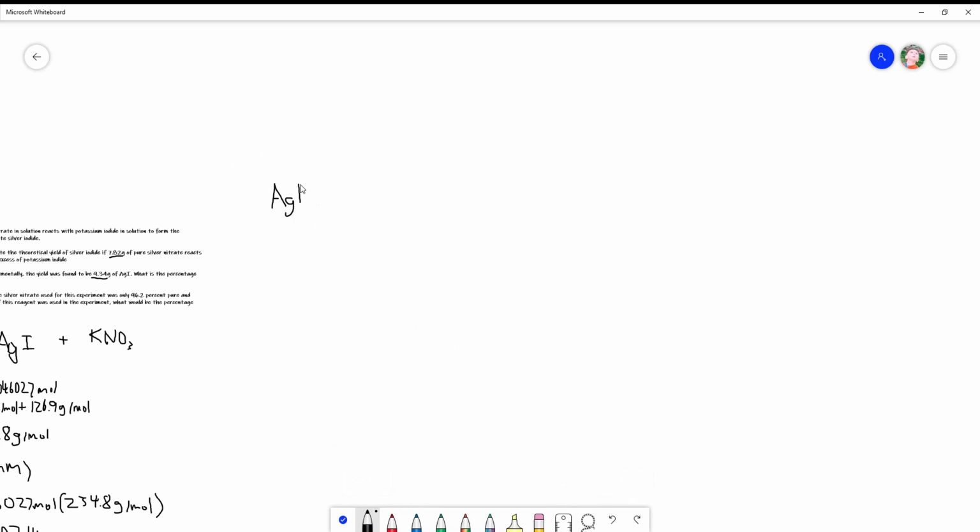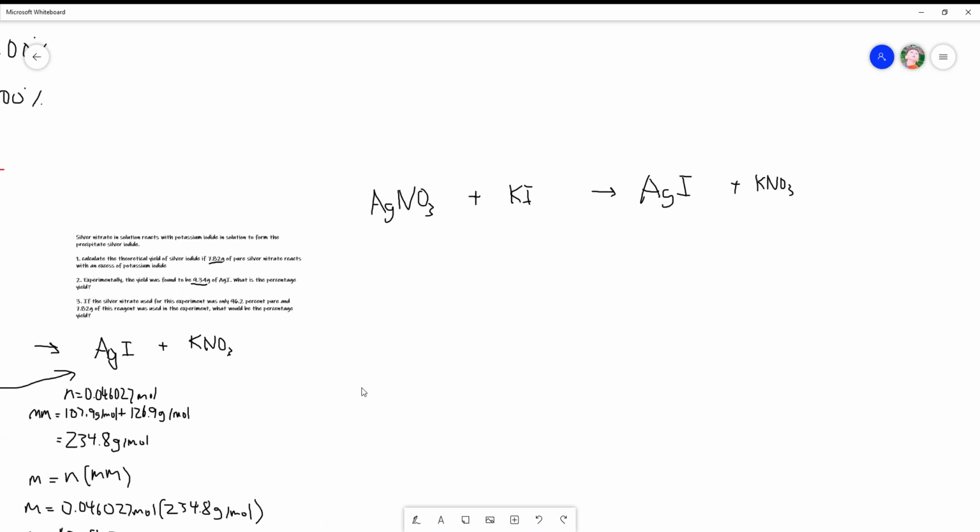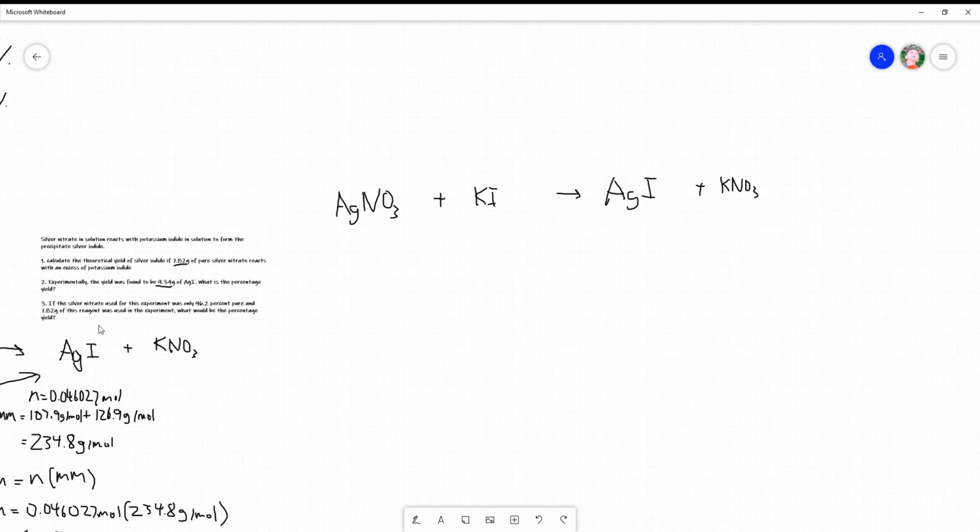silver nitrate plus potassium iodide reacts to produce silver iodide and potassium nitrate. And they tell us that in the question, the mass of this reagent is 7.82 grams. So the mass of silver nitrate is 7.82 grams. And I'm putting this under silver nitrate once again to show that they are related.